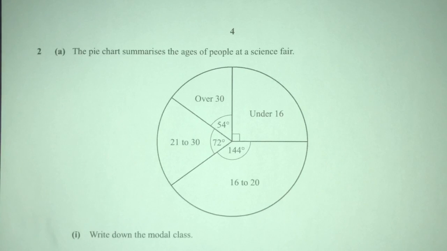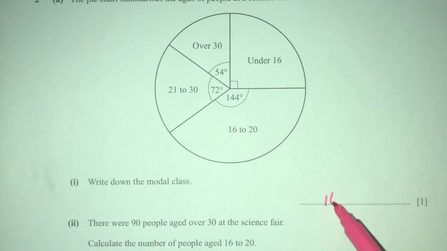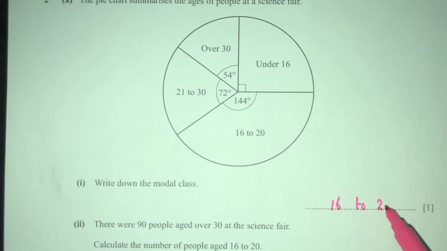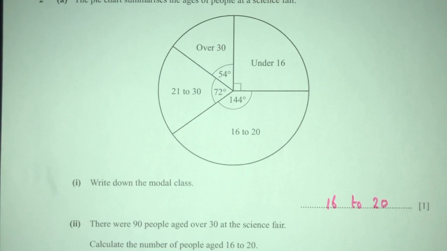Part 1, we have to write down. Write down means we have the information already. We just have to look for the correct information. We have to write down the modal class. Basically, the modal class is the class with the maximum frequency, right? So as you can see, who has the largest angle? You can see here the age 16 to 20 has the largest angle, so that will be the modal class.